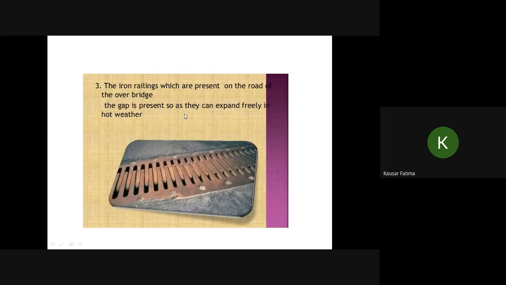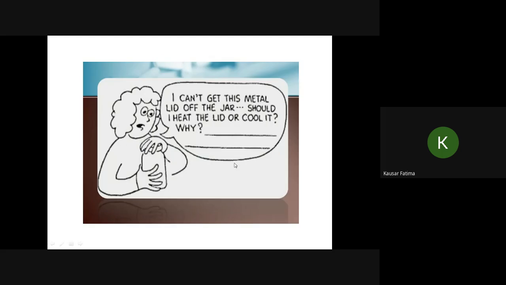In the same way, there are gaps left between them. These are the iron railings which are present on the road. The gaps are there so that when they expand, they will become bigger in size and fill up the gap, and they won't be crooked. They won't lose the shape.